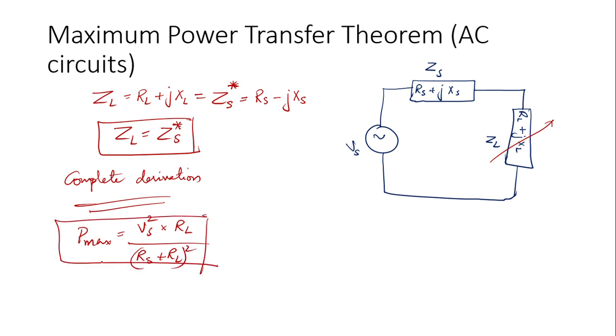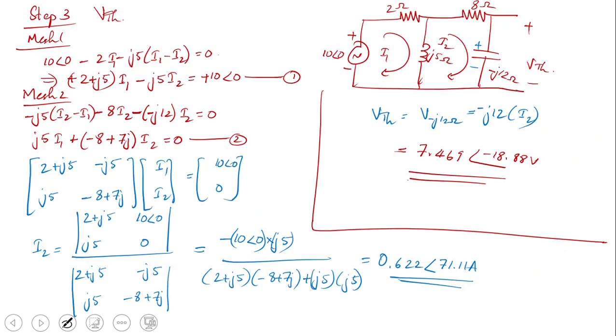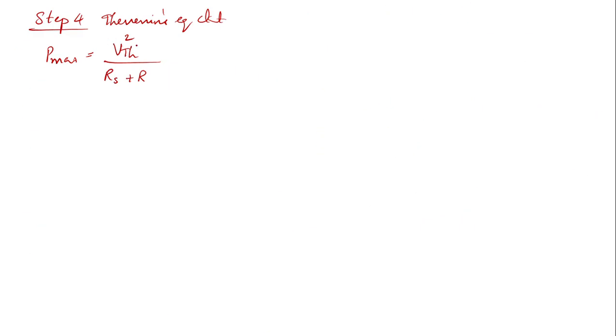I forgot to mention that at the beginning. So you can just note this down as an important equation. The equation for Pmax is VS square into RL divided by RS plus RL the whole square. If you go through the derivation, you can see this particular equation. So coming back to our problem, you have VTH square into RL divided by RS plus RL the whole square, and I'll just draw the Thevenin's equivalent circuit over here.